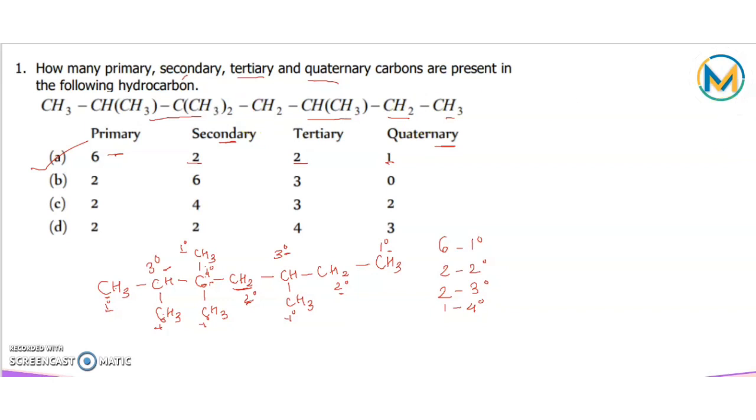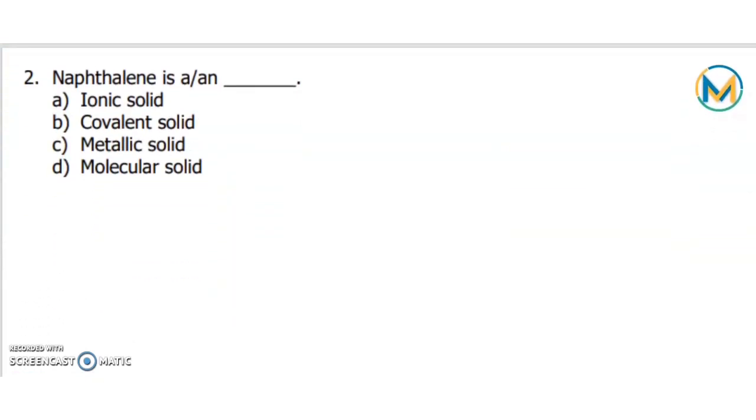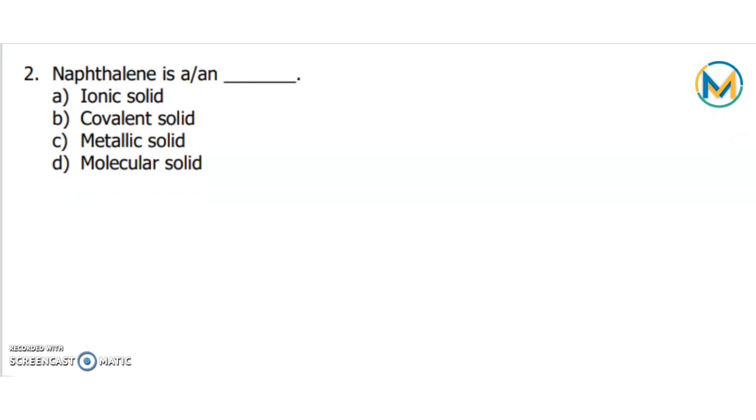Next question. Naphthalene is a... So naphthalene is a molecular solid. If the crystal contains only individual atoms as in solid argon or krypton, or if they are composed of non-polar molecules as in naphthalene, the only attraction between the molecules are the London forces. And the correct answer is option D, that is the molecular solid.